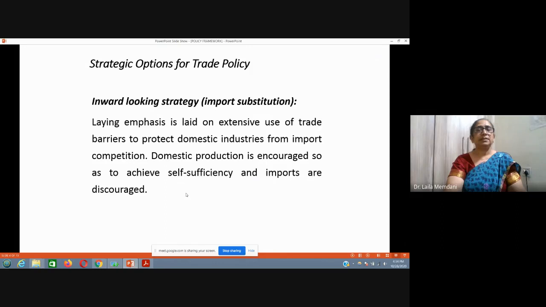Money spent is money saved is money earned actually. So that is the maxim. And now we are having the Atmanirbhar Bharat scheme of Prime Minister Modi. This is also like import substitution. He wants India to be self reliant and self sufficient.